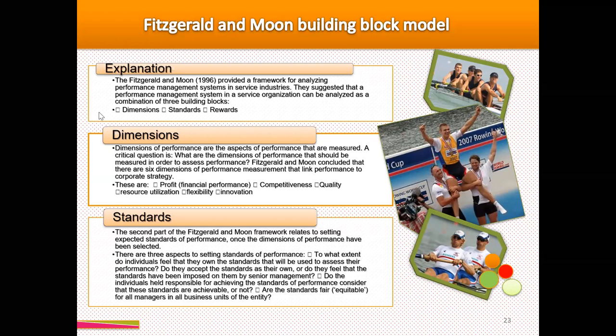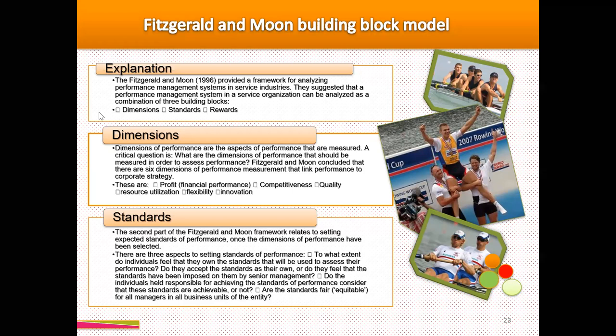The second part of the Fitzgerald and Moon framework relates to setting expected standards of performance. Once you've dealt with the dimensions, now you need to set standards. And there are three aspects to setting standards of performance. Number one is, to what extent do individuals feel that they own the standards that will be used to assess their performance? So when you are setting standards for someone, make sure that they have the ability to own their standard.